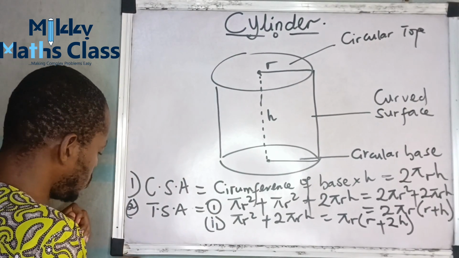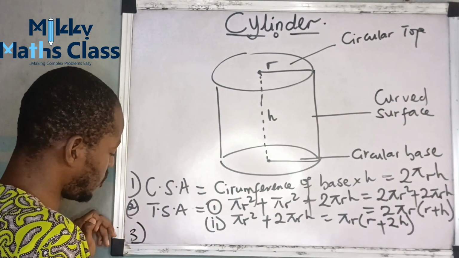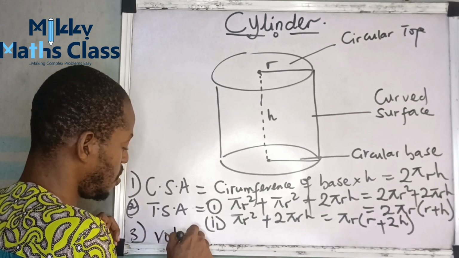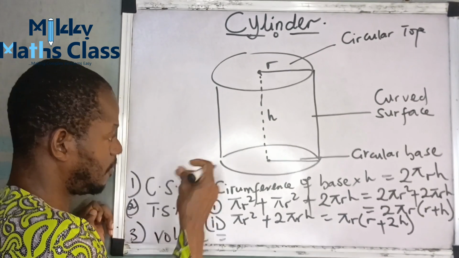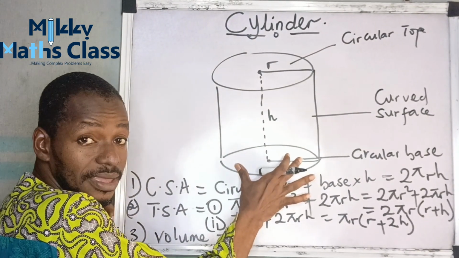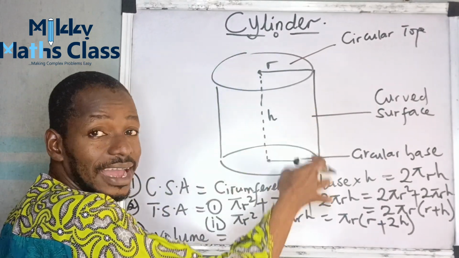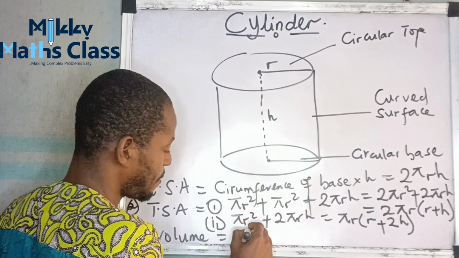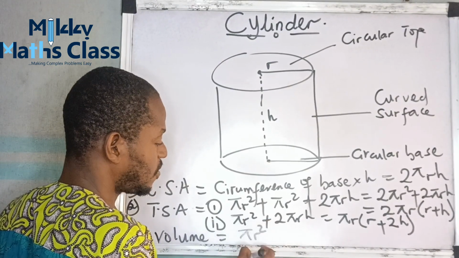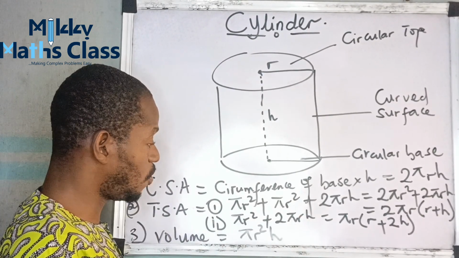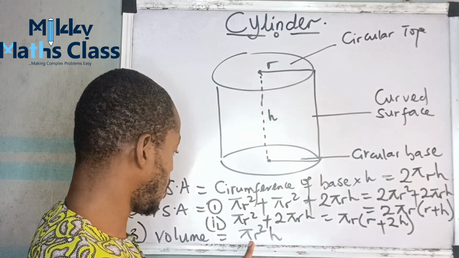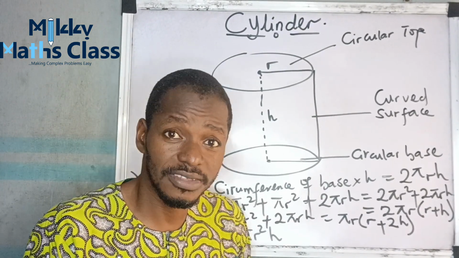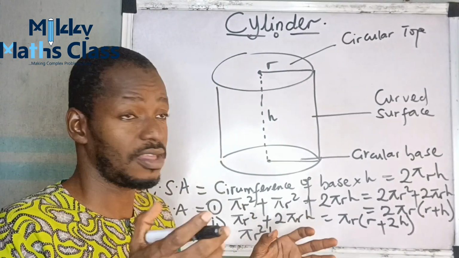Now, the third one, the volume of a cylinder. Volume is given by the area of the base times the height. So the area of the base is pi r squared times the height. So the volume of a cylinder is given by pi r squared h. So these are the formulas that we need when we are solving for a cylinder.